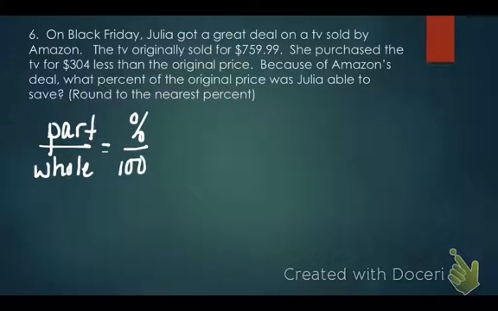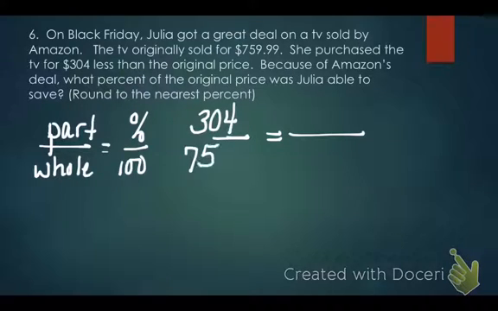I'm going to do this one using a proportion, and rather than saying is over of, I'm going to think about it in terms of a percent is part of 100, so it's going to be the part out of the whole amount equals my percent out of 100. So if you think, well, what part did Julia save? Well, we know she saved $304. That's not what she paid for the TV, it's what she saved. The original amount was $759.99. Out of, or what percent would this be if we just make this be x out of 100?